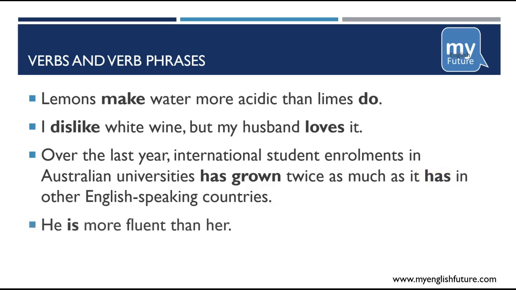And the last sentence is an exception because the verb is be. Can you see here? He is more fluent than her. Some people might write or speak, he is more fluent than she is. No problem. But most native speakers, because the verb is be, we don't have to repeat it. He is more fluent than her is fine as well.